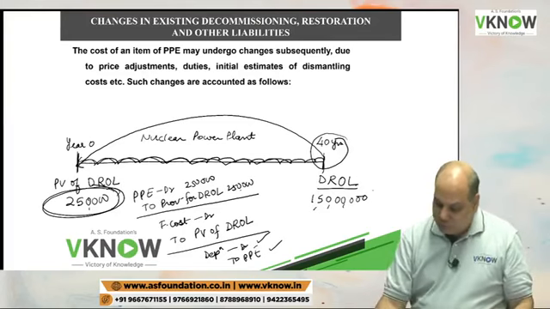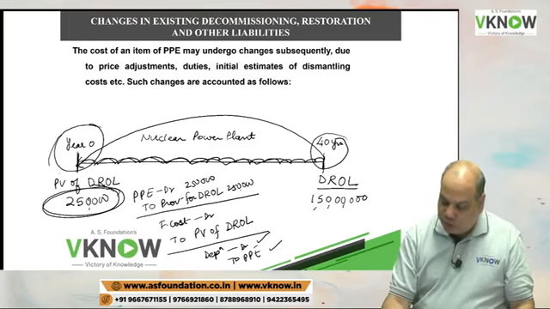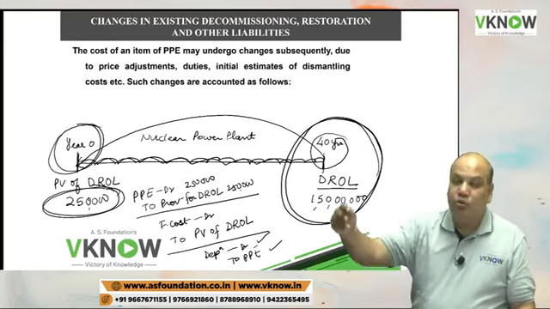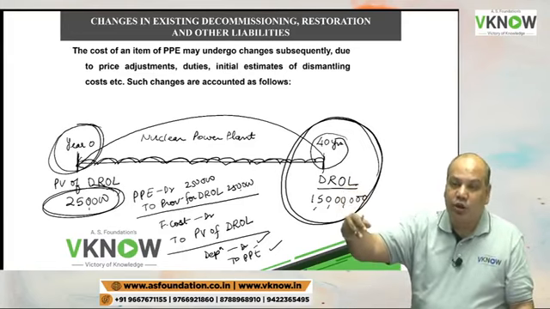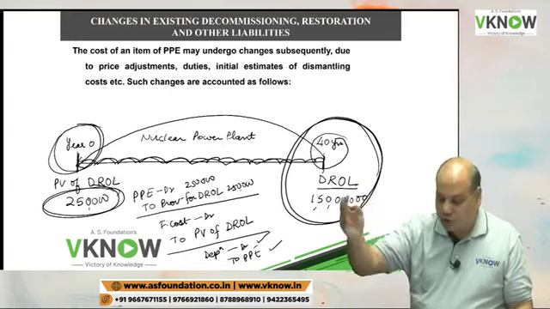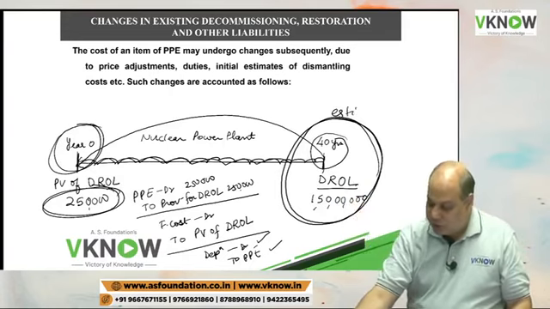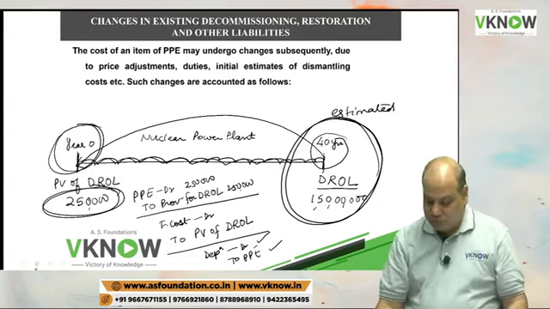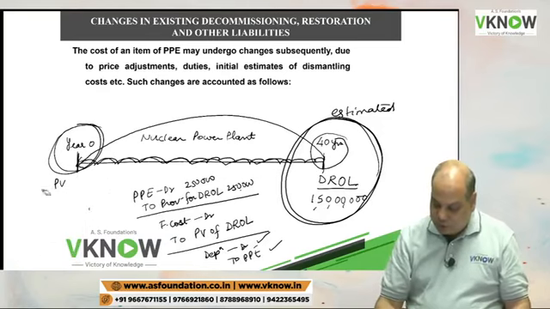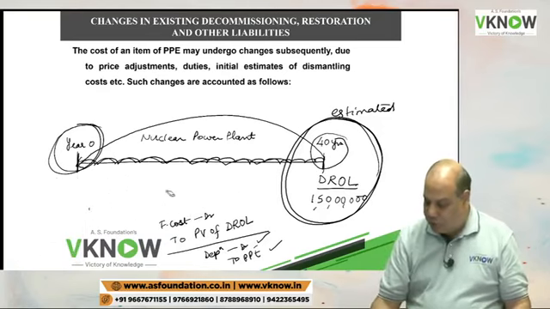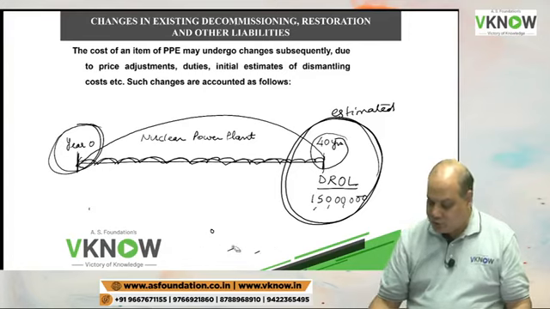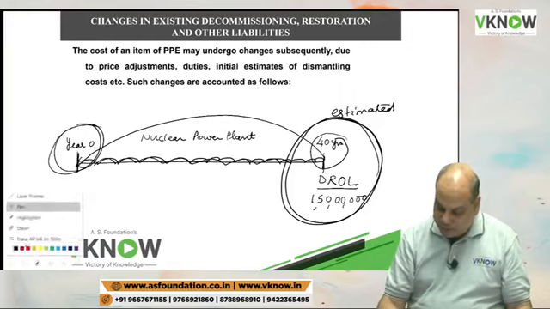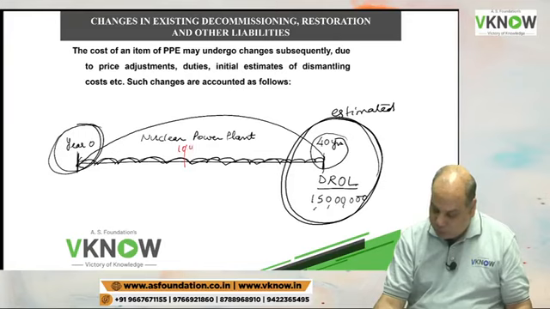The problem is, you are standing here today, year 0, and you are estimating how much amount will be incurred to restore the surface or the area after 40 years. So this is an estimated number. An estimate can change. So now the problem is, after some years, your estimate may change. So let us say 10 years are over.